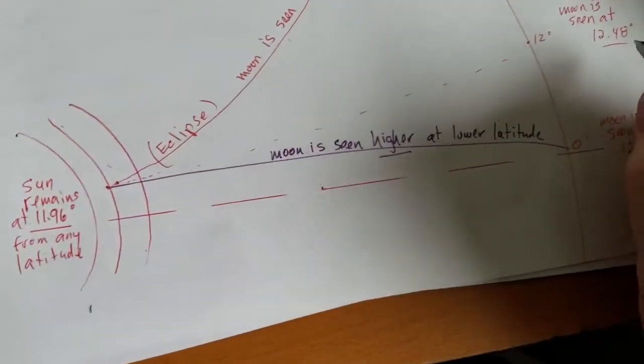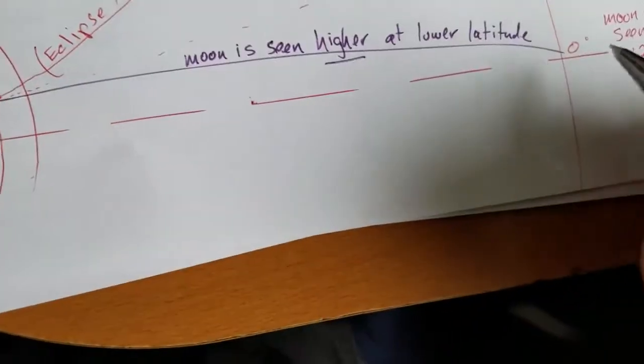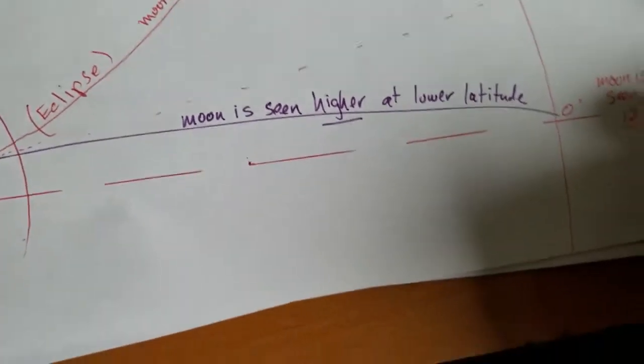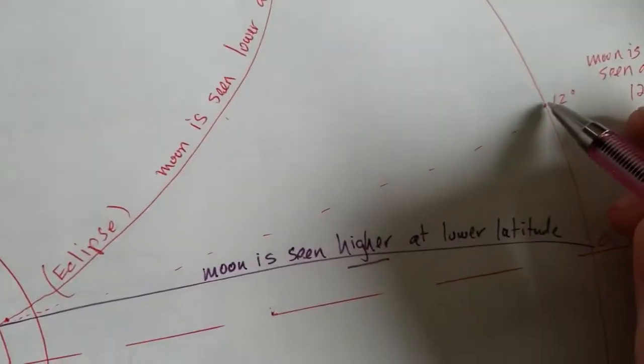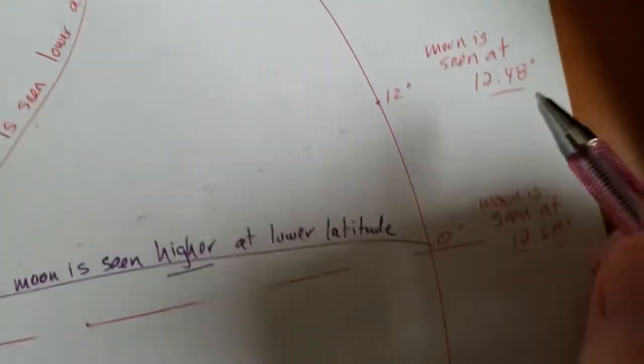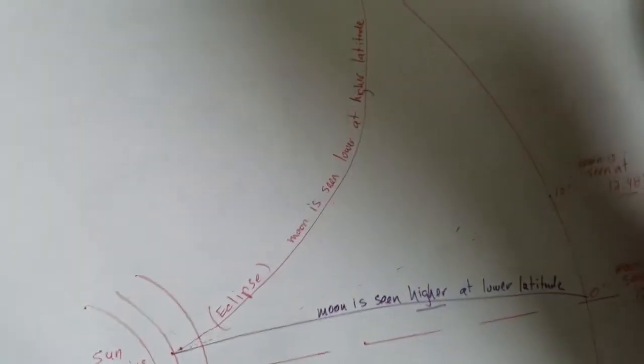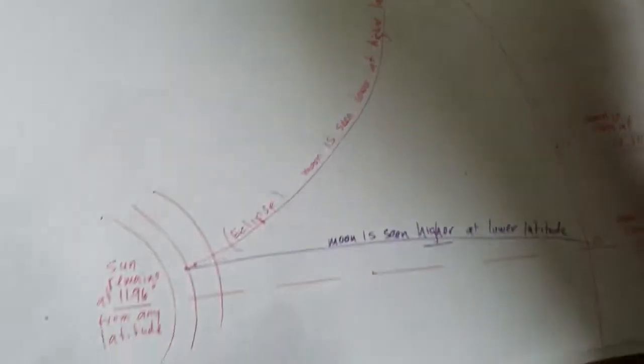That's easily solved. What I also wanted to talk about is that the moon, however, is going to have different declination angles at different latitudes. If we're at the equator, the moon is going to be seen at 12.68 degrees north. If we're at 12 degrees north latitude, the moon is going to be seen at 12.48 degrees. So because of that variation in declination of the moon, that is what causes the eclipse, the shadow of the moon, to be projected on any particular latitude within the Earth.